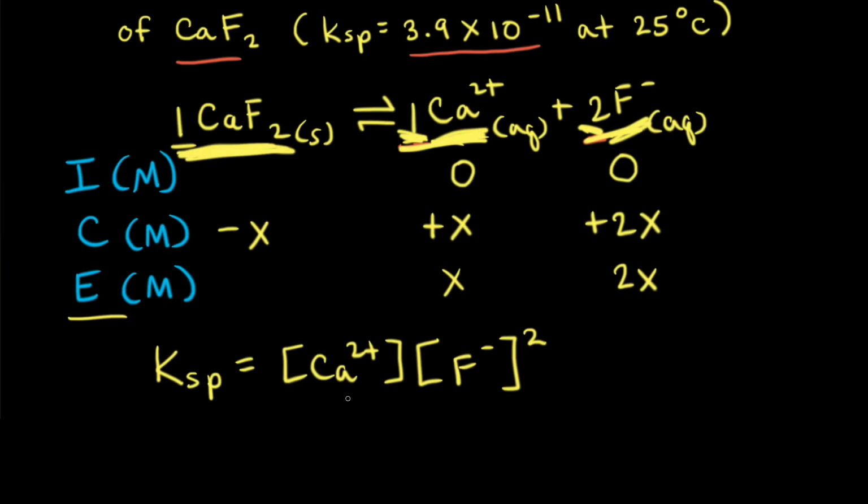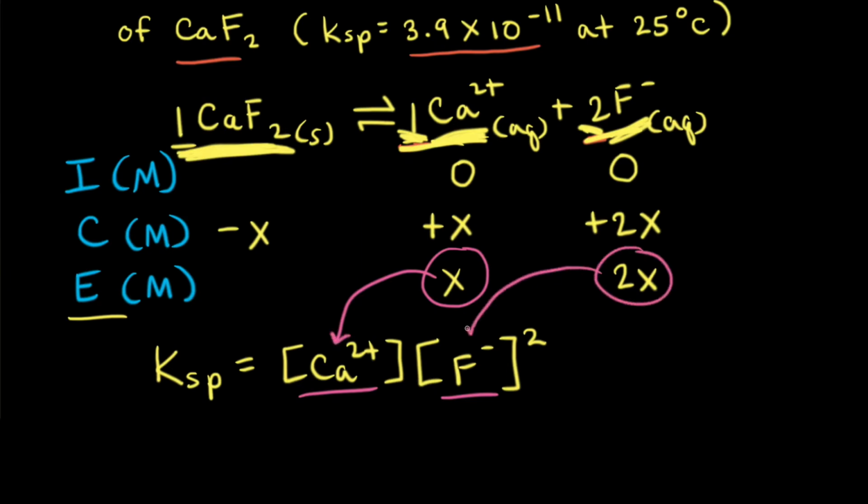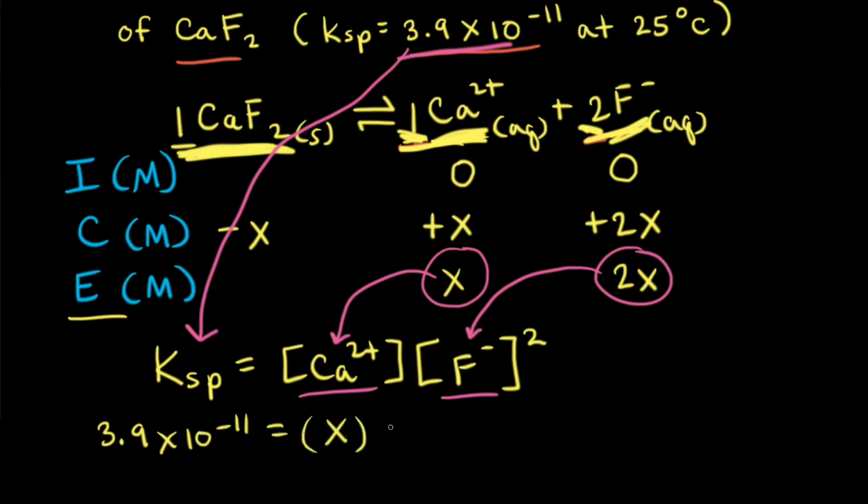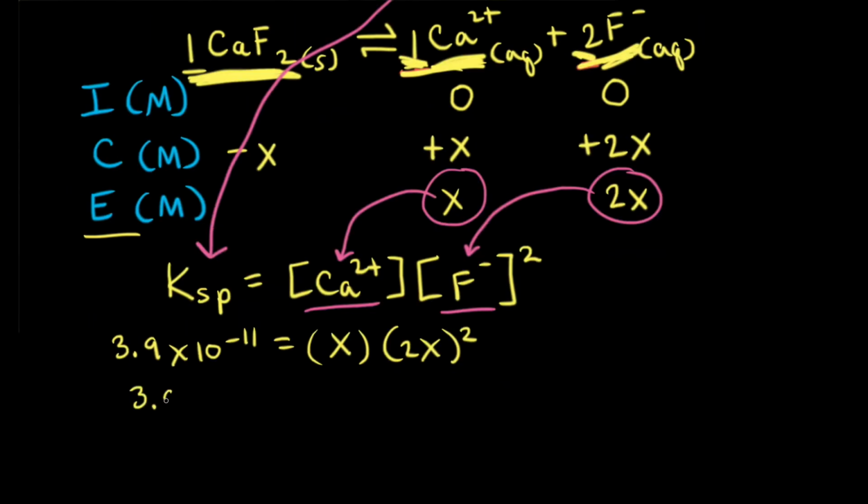The concentrations of ions in our Ksp expression are equilibrium concentrations. Therefore, we can plug in X for the equilibrium concentration of calcium 2 plus and 2X for the equilibrium concentration of fluoride anions. We can also plug in the Ksp value for calcium fluoride. So that would give us 3.9 times 10 to the negative 11th is equal to X times 2X squared. Next, we need to solve for X. So 3.9 times 10 to the negative 11th is equal to X times 2X squared.